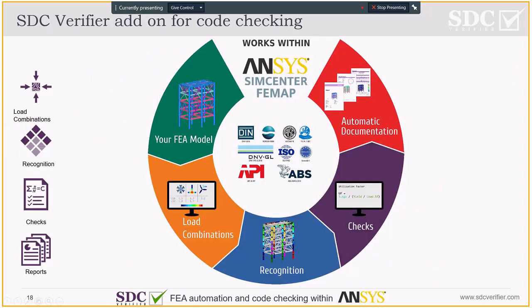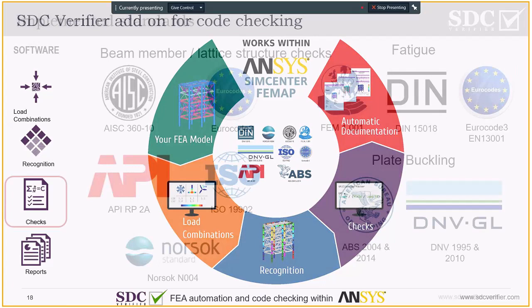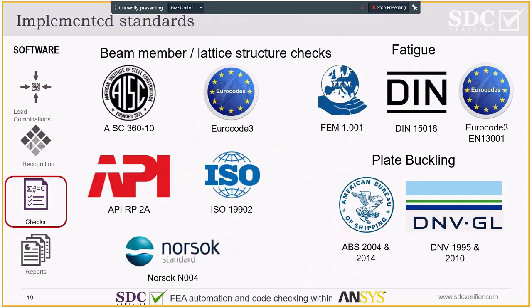So now we proceed to the checks. All this recognition was required to perform the checks. For example, the slides show you which standards we have already implemented. This is only part of them, and as I mentioned, this database is growing, and we're constantly improving it. For BIM members, we have AISC, API, Eurocode checks, NORSOK, and so on.